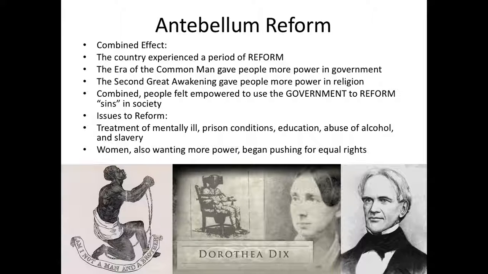The big common denominator among all of them is that people think they should use their newfound power in government, especially the common man, to enforce reforms in society. Multiple times in American history, you have seen times of reform, and usually these reform periods happen when the government takes action, creates laws to make reforms happen. For example, slavery doesn't go away until you have the 13th Amendment added to the Constitution. Women don't eventually get the right to vote until the 19th Amendment is passed. So, in the end, oftentimes it's government intervention that creates positive change in society.